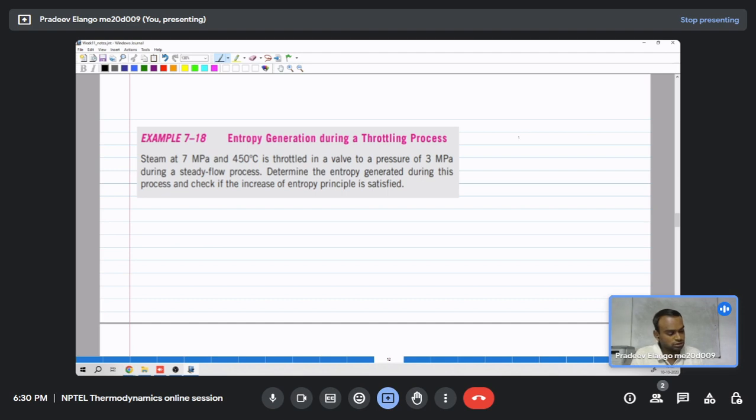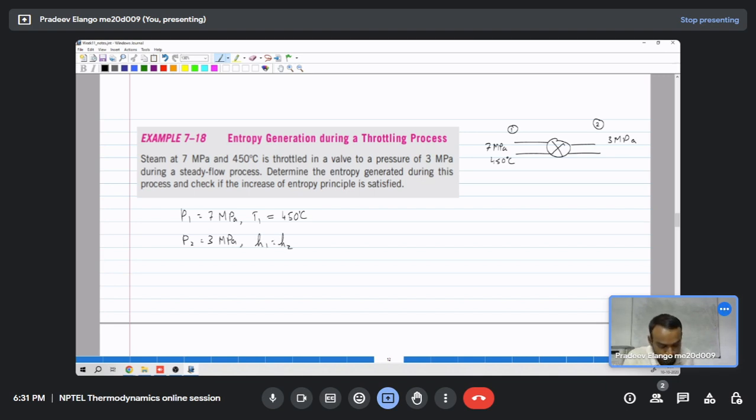So there is steam at 7 megapascal and 450 degrees Celsius initially, and this is throttled using a valve, and then the exit of the valve is maintained at 3 megapascal. Now, this can be taken as state 1 and this is state 2. We know P1 is 7 megapascal, T1 is 450 degrees Celsius, P2 is equal to 3 megapascal. And since it is throttled, we know h1 is equal to h2. Now we can calculate the entropy for both the states.